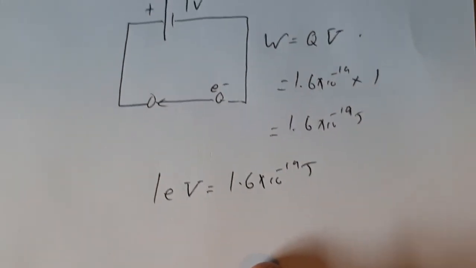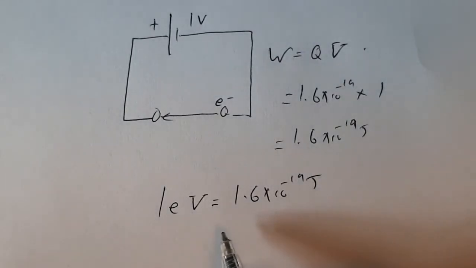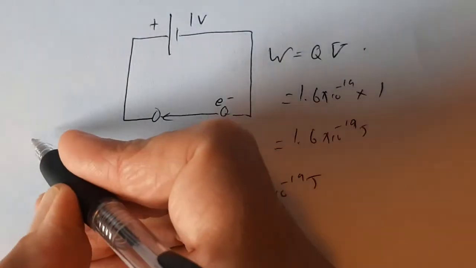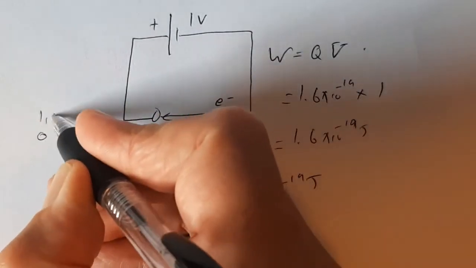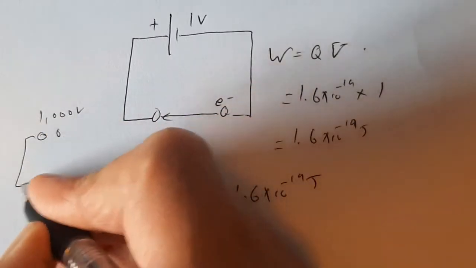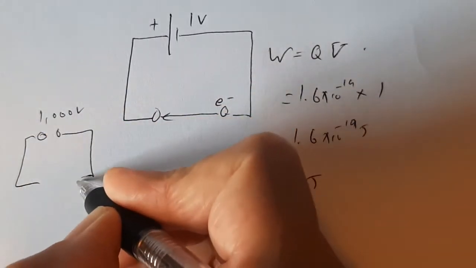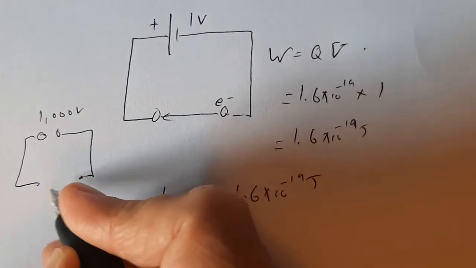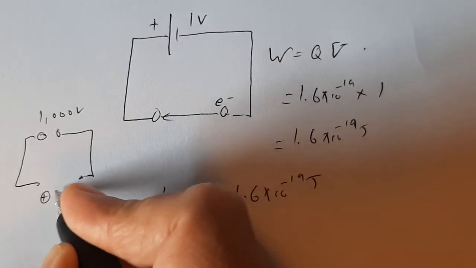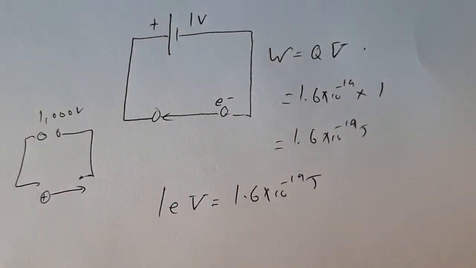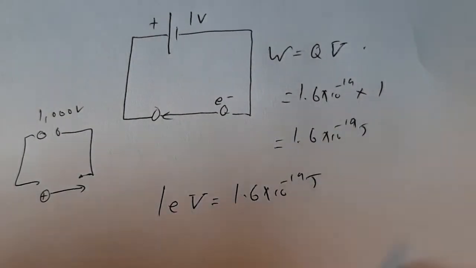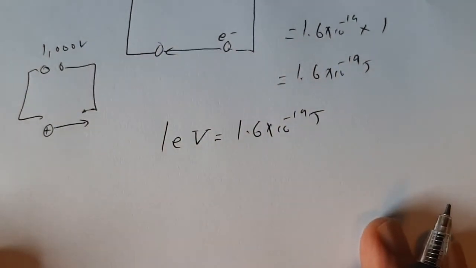And physicists love using this because there's a simple relationship here. If you had a 1000 volt power supply, and you let something with a single charge, like a proton, jump across that gap, its kinetic energy after jumping across the gap would simply be 1000 electron volts. The voltage is the number of electron volts. You need to be able to convert to and from electron volts.